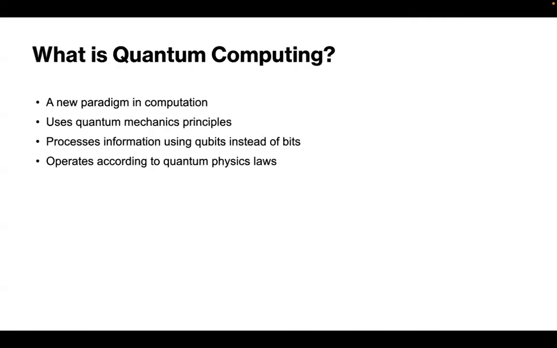So, what is quantum computing? Quantum computing represents a fundamentally different approach to computation. While traditional computers process information using bits, zeros and ones, quantum computers use qubits. What makes qubits special is that they leverage quantum mechanics to perform calculation in ways that classical computers simply cannot. This isn't just a faster computer, it's a completely different way of processing information based on the principles of quantum physics. We will discuss qubits more in upcoming slides.